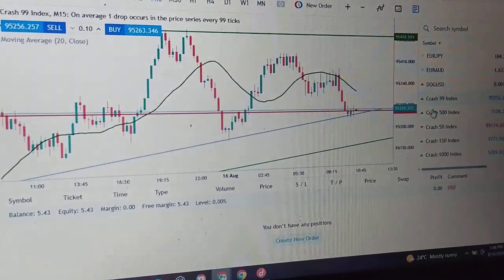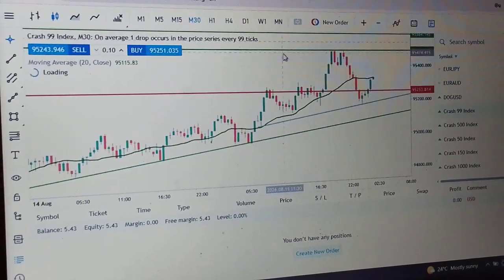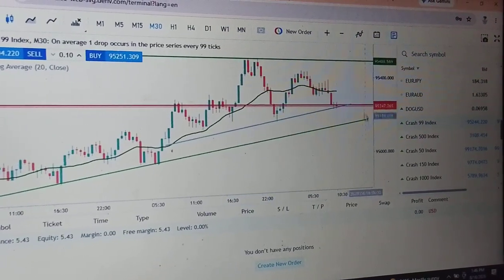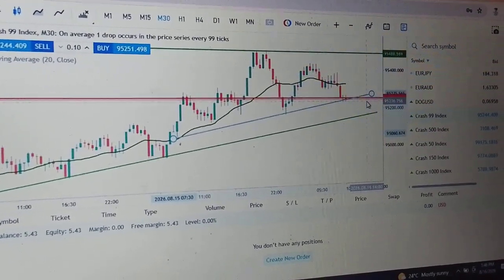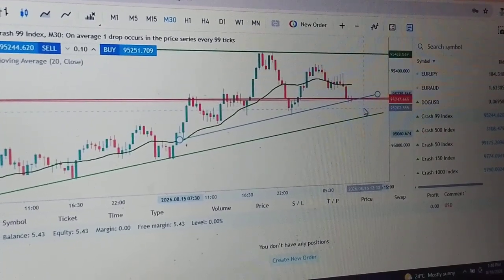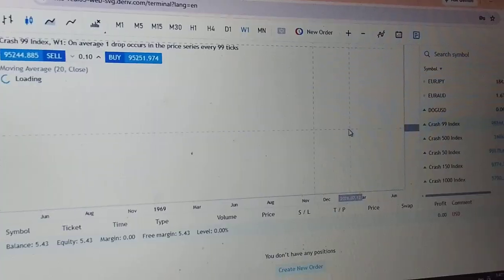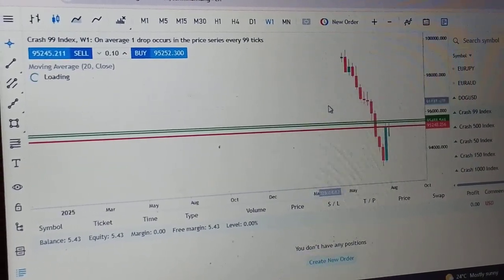So guys, what I'm trying to tell you is you have to check all time frames. While you're analyzing your charts, you have to check on all time frames. You have to start analyzing on the higher time frame. You have to start on a 1 week time frame. Let me load a 1 week chart. That is a 1 week chart.